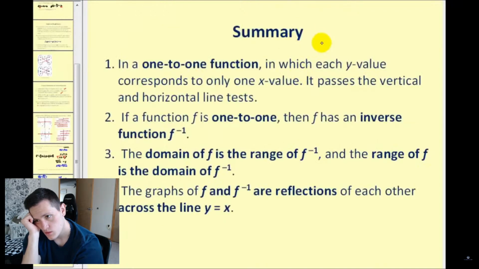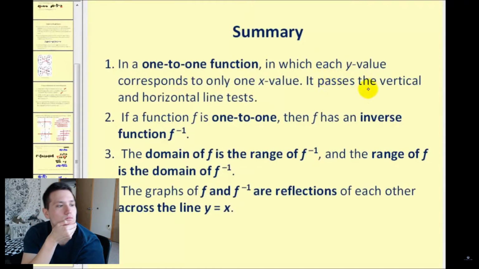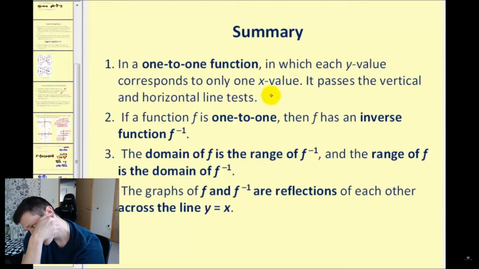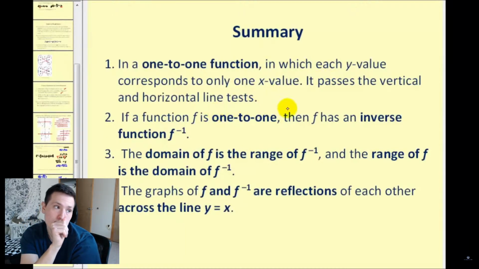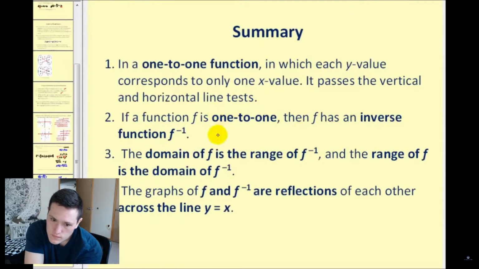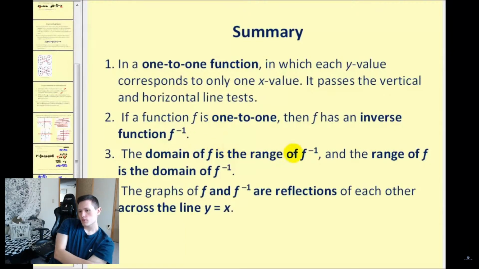Let's go ahead and summarize. In a one-to-one function, each y value corresponds to only one x value, and it would also pass the vertical and horizontal line test. If a function f is one-to-one, then it does have an inverse function. The domain of f is the range of f inverse, and the range of f is the domain of f inverse, again, because we're interchanging the x and the y variables. And lastly, the graphs of f and f inverse are reflections of each other across the line y equals x.